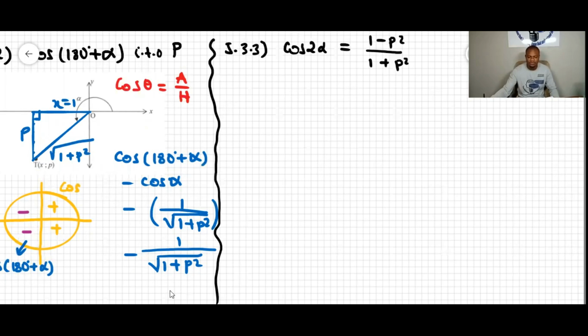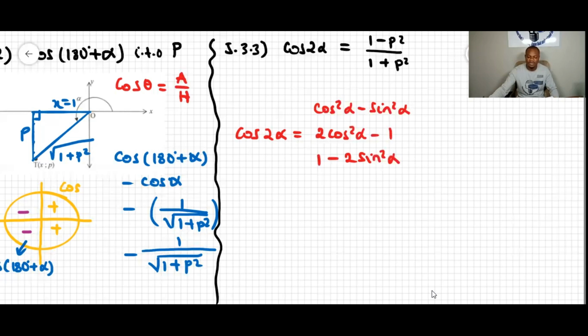What do we know about cos 2 alpha? This is what you call a double angle. Cos 2 alpha can be given as cos squared of alpha minus sine squared of alpha, or it can be 2 cos squared alpha minus 1, or it can be 1 minus 2 sine squared of alpha. All these are formulas we can use to find cos of 2 alpha, double angle for cos.